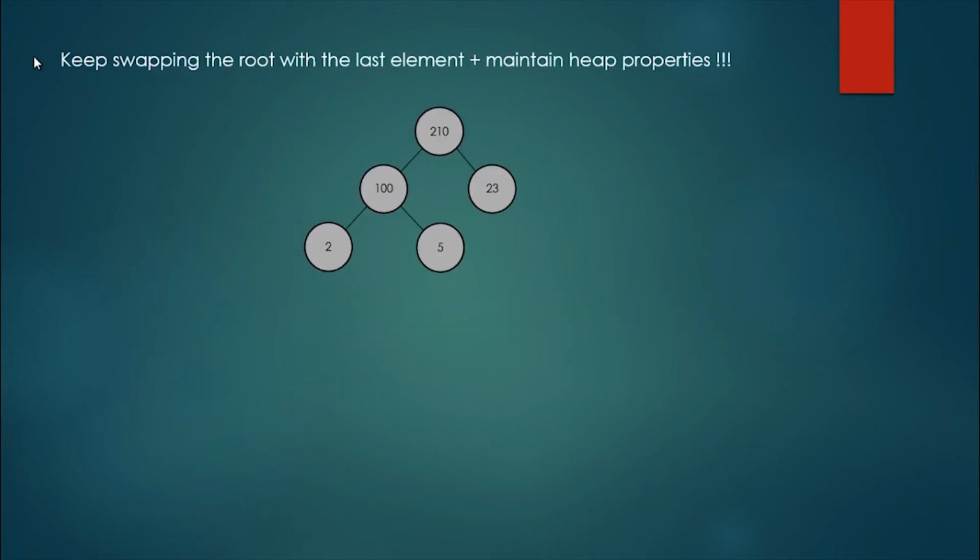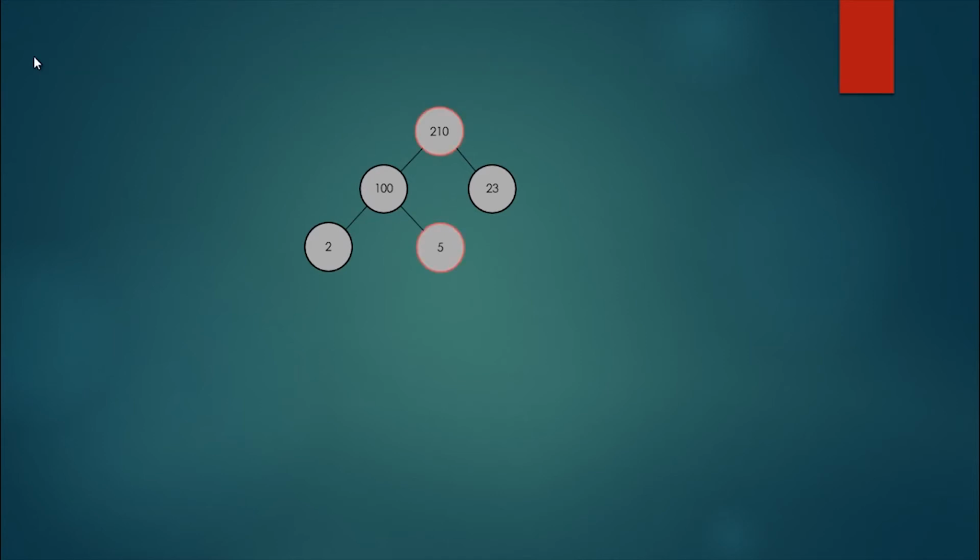So we keep swapping the root with the last element, plus maintain the heap properties. So we swap with the last node. We swap 210 with 5. Consider 210 sorted, and it's very important that from now on this node is no longer part of the tree we want to sort. So until now we have 5 nodes, but here we consider this 210 sorted. It is not part of the tree anymore. So we have only 4 nodes from now on.